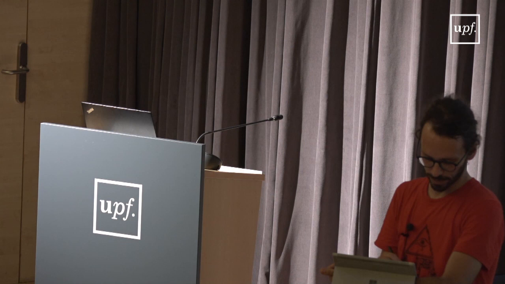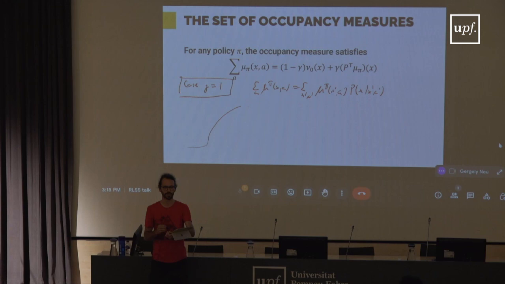So maybe yet another explanation is that if I consider some distribution over the state action space, not necessarily an occupancy measure, and I push this through the transition kernel, then this is going to give me some other distribution. This is going to be the state distribution that I get afterwards.